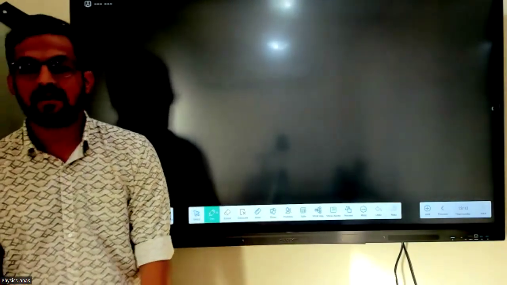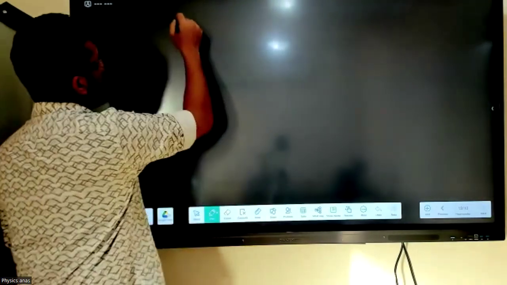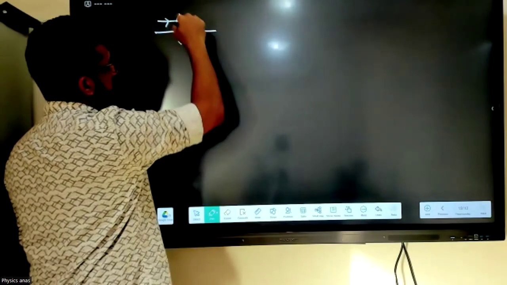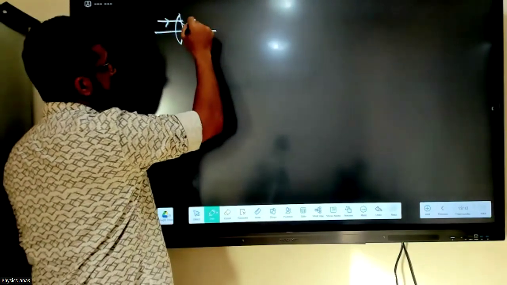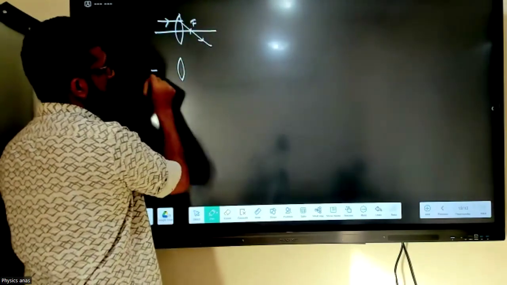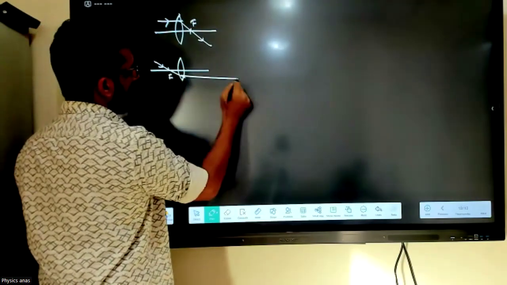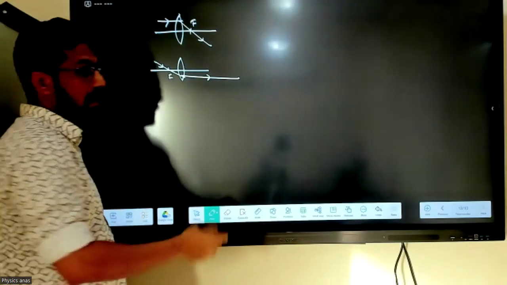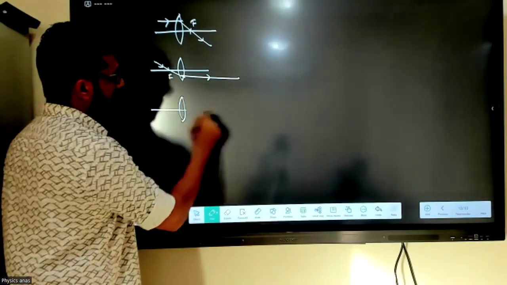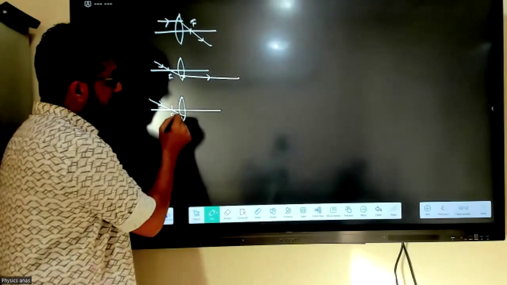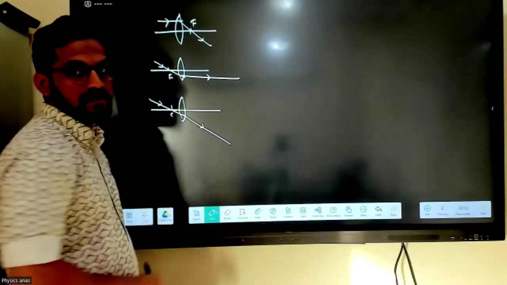Then the behavior of some rays. What was the behavior of some rays? This is a convex lens, and the light rays will be passing through the principal focus like this. If the light rays come through the principal focus, after refraction they will go parallel like this. And if light rays pass through the center of curvature, they will not deviate.